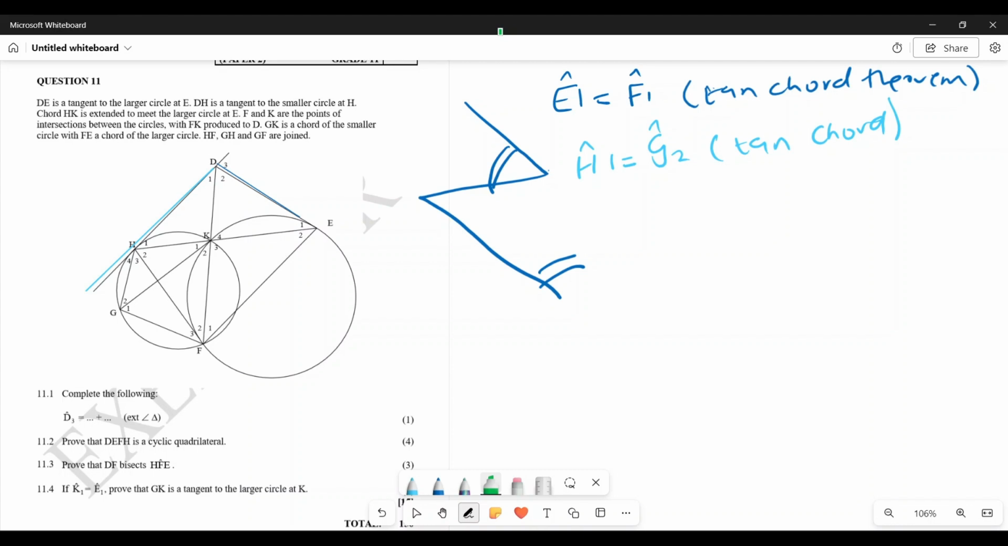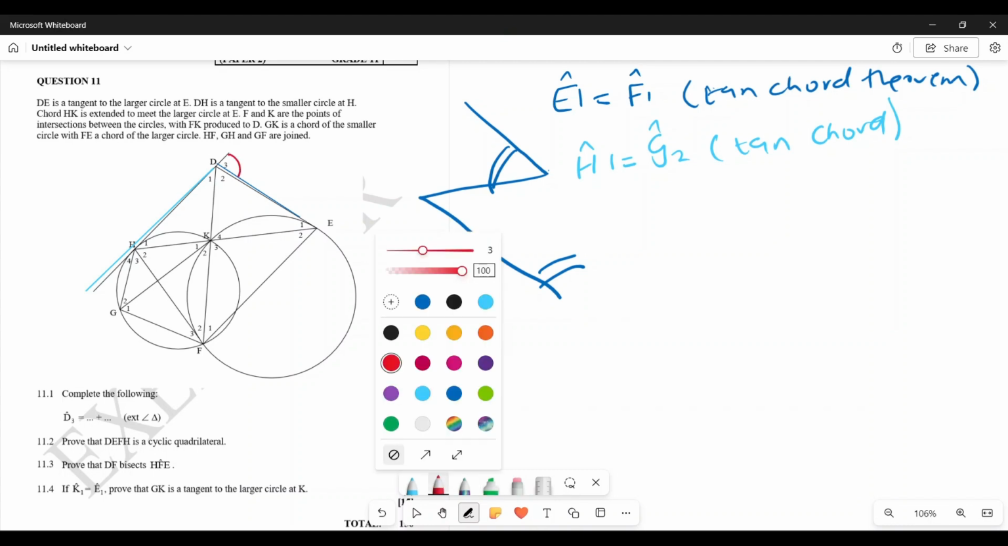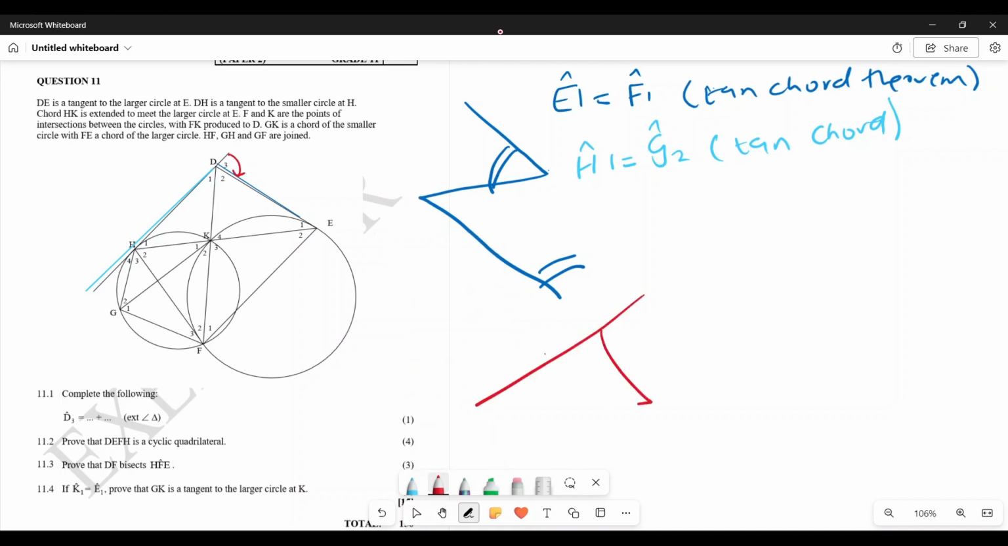Now, complete the following. D3 is equal to blank plus blank, exterior angle of a triangle. Let me highlight my D3. So this is where my D3 is situated. And remember, with regards to exterior angle, if I were to draw this, your exterior angle is equal to the two opposite interior angles of a triangle. It will be equal to this plus that, right? So the addition of these two is going to be equal to the exterior angle. Now, D3 is the exterior angle of which triangle? D3 is the exterior angle of the big triangle.